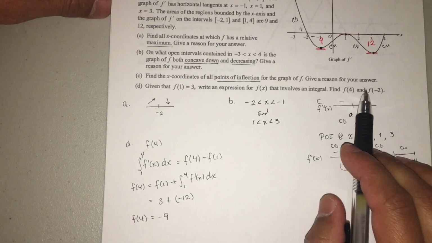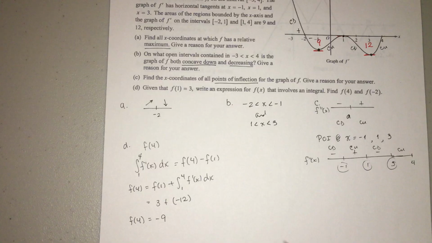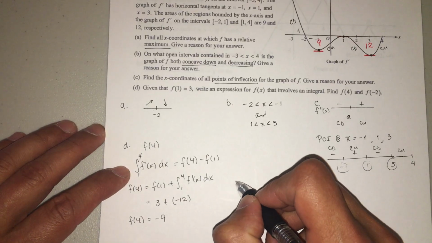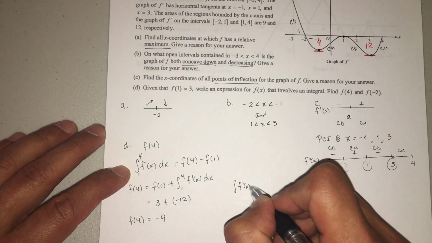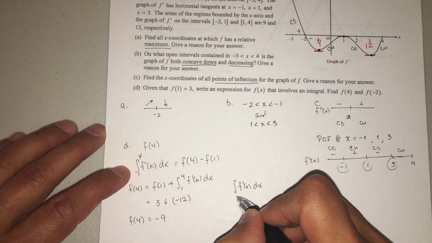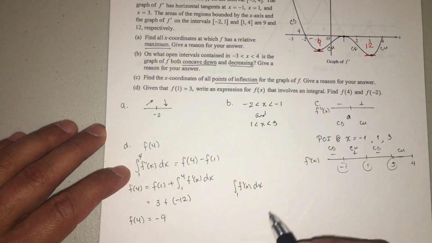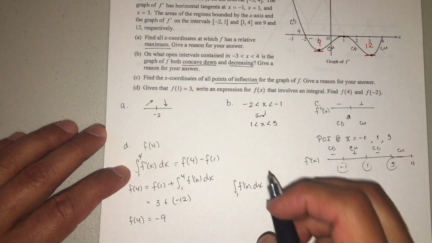So now what do I do? Same thing with f of negative 2. Well, you're going to take the integral of f prime of x dx from where? What's our initial condition? From 1, okay, to where? What do they want us to find? Negative 2.